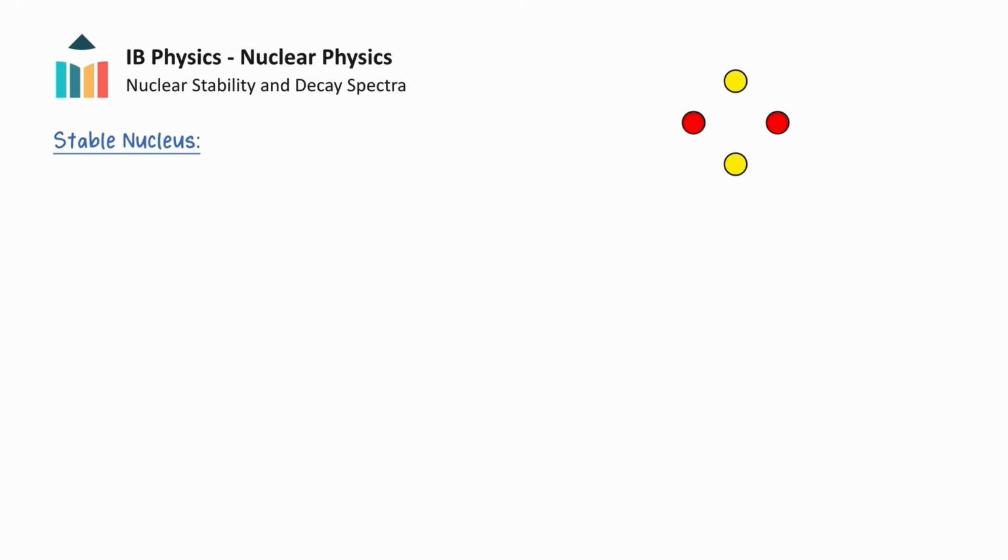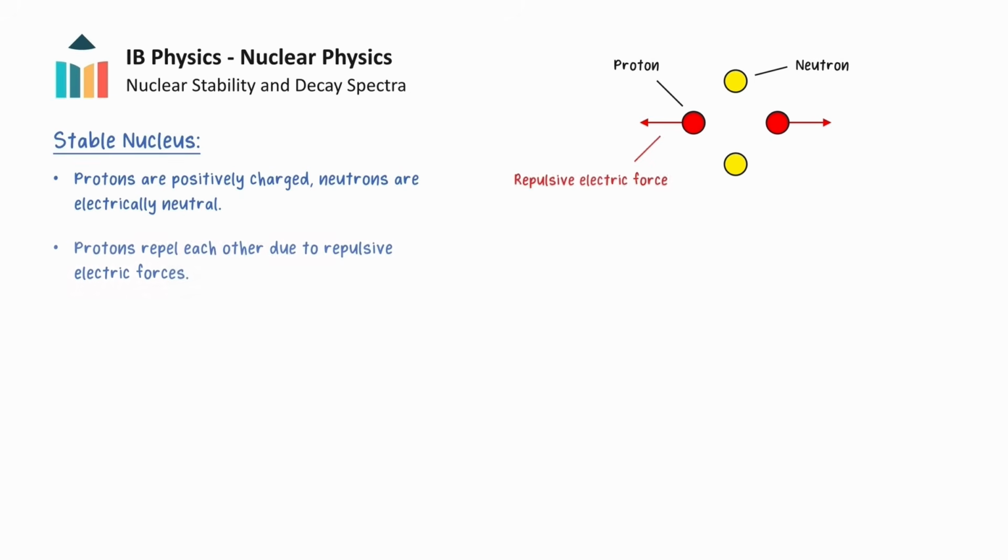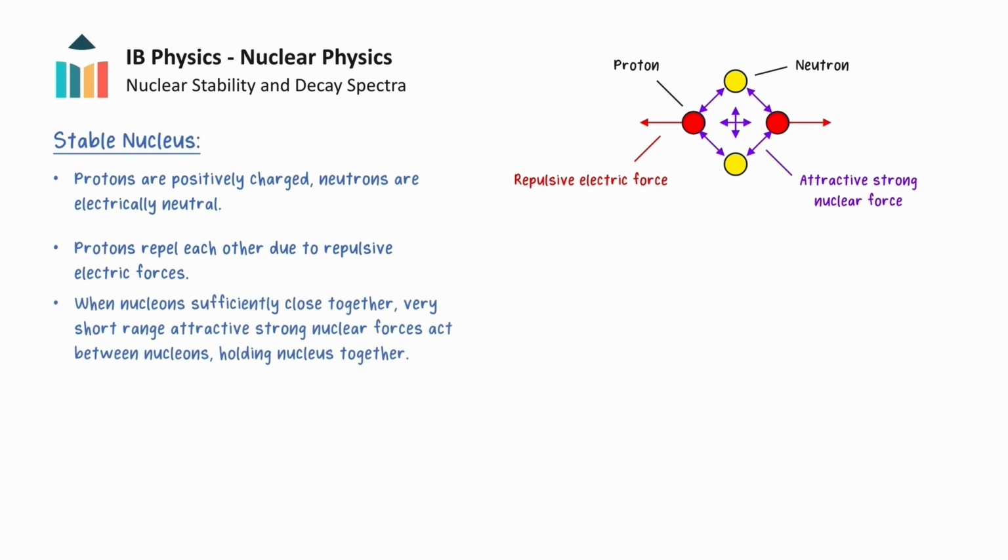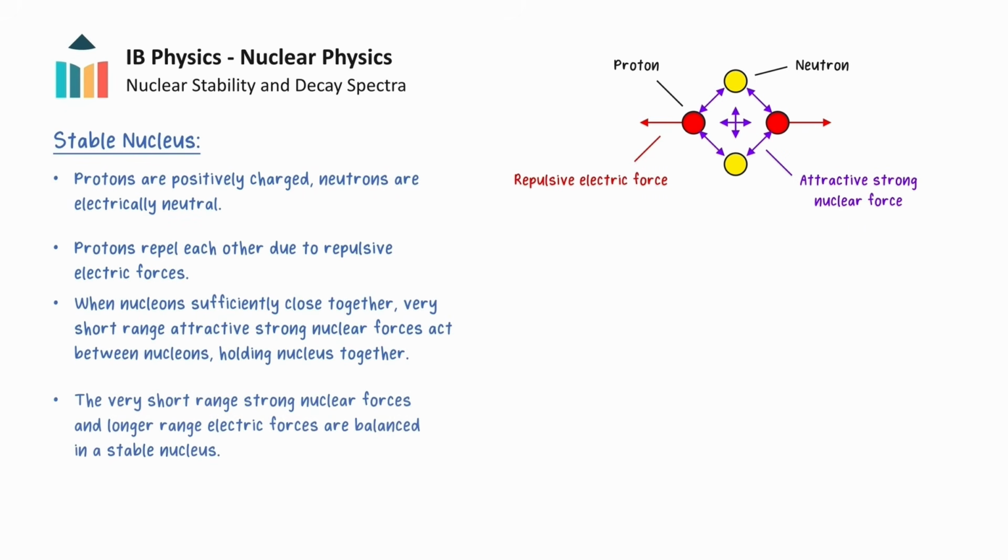Recall that a nucleus consists of positively charged protons and electrically neutral neutrons, collectively known as nucleons. The protons will electrically repel each other, attempting to push each other away. However, when the protons and neutrons are sufficiently close together, the attractive strong nuclear force will take effect, and this holds the nucleons together. So a stable nucleus is one where the longer-range repulsive electric forces are balanced by the very short-range attractive strong nuclear forces.